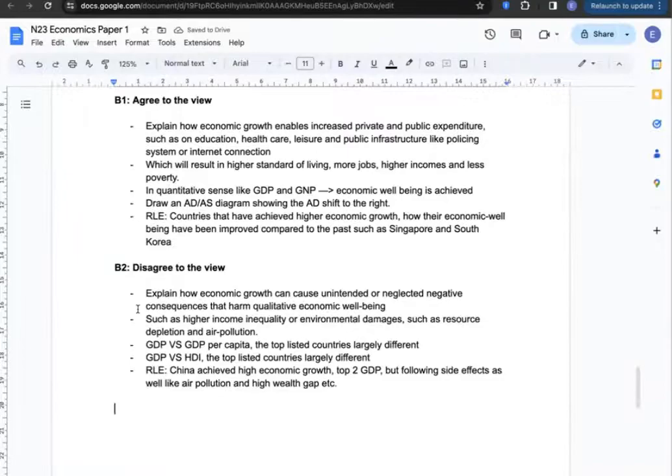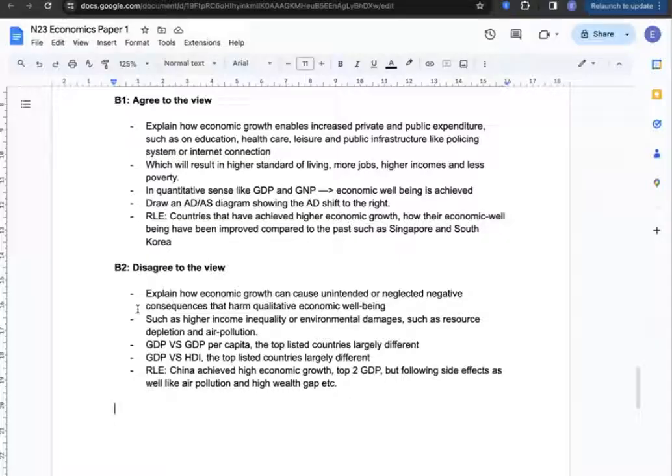Next, I can evaluate the view from the perspective of disagreement. First, I can explain how economic growth can cause unintended or neglected negative consequences that can harm qualitative economic well-being, such as higher income inequality, or environmental damage such as resource depletion and air pollution.